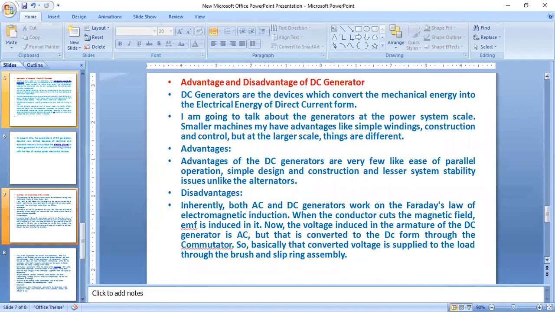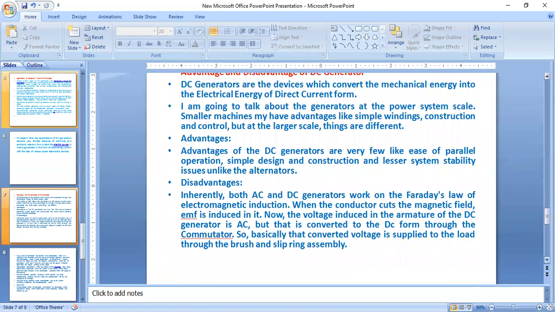Advantages of DC generators. The advantages of DC generators are very few, like ease of parallel operation, simple design and construction, and lesser system stability issues unlike the alternators. Disadvantages. Inherently, both AC and DC generators work on Faraday's laws of electromagnetic induction. When the conductor cuts the magnetic field, an EMF is induced in it. Now, the voltage induced in the armature of the DC generator is AC, but that is converted to the DC form through the commutator. So basically, that converted voltage is supplied to the load through the brush and slip rings assembly.